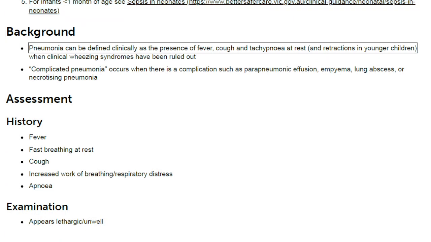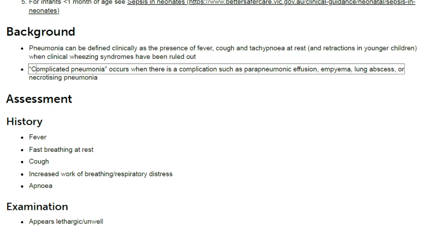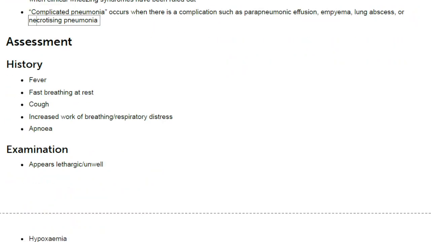Background. Pneumonia can be defined clinically as the presence of fever, cough, and tachypnea at rest, and retractions in younger children, when clinical wheezing syndromes have been ruled out. Complicated pneumonia occurs when there is a complication such as parapneumonic effusion, empyema, lung abscess, necrotizing pneumonia.